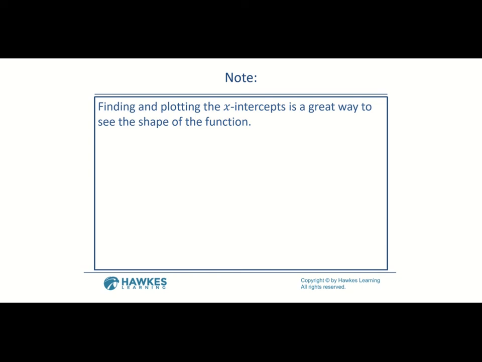So we're going to go back and take a look at our first quadratic function, where they wanted us to find the vertex and the x-intercepts. The equation that they gave us was negative x squared minus 2x plus 3.